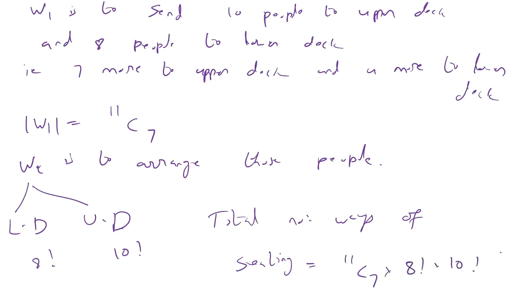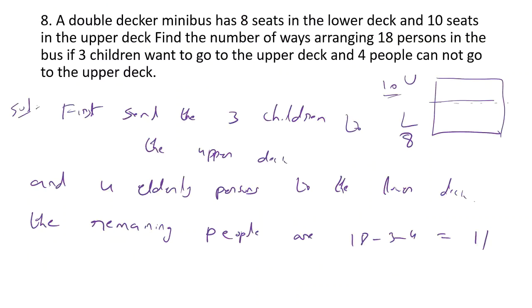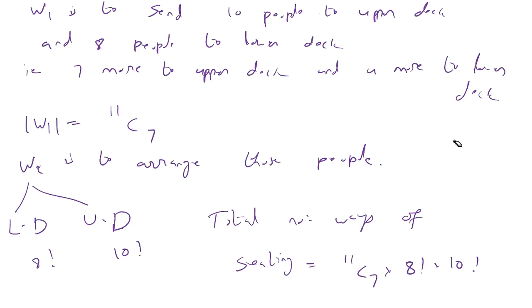These are the total number of ways in which we can arrange these 18 people into this double-decker bus, where we have the constraint that 3 children want to sit in the upper deck and 4 elderly persons want to sit in the lower deck. The total number of arrangements is this one.